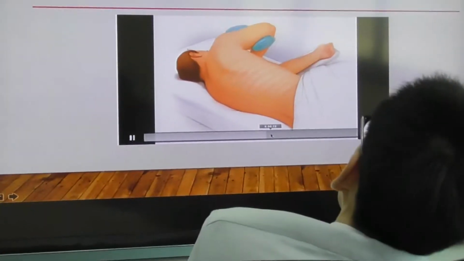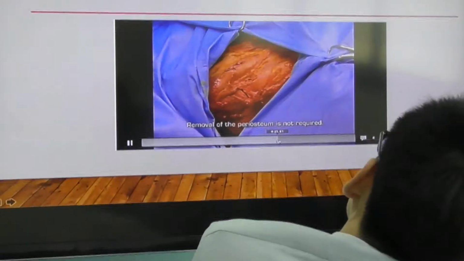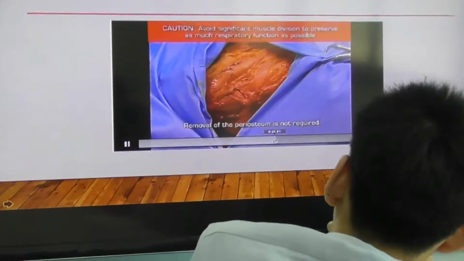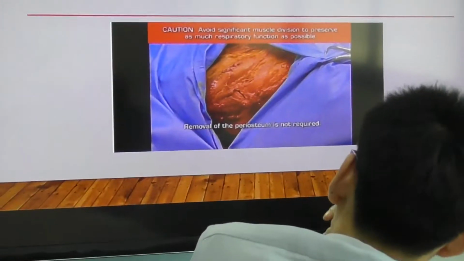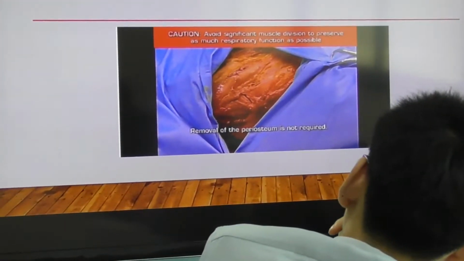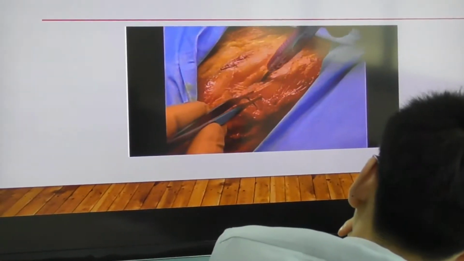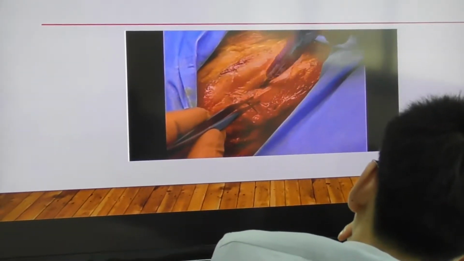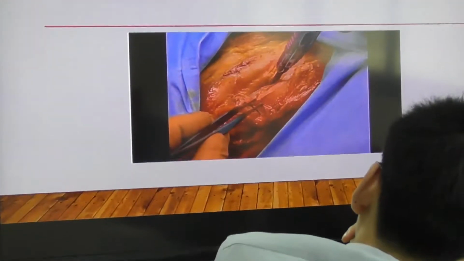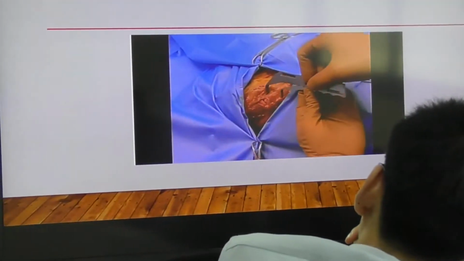Okay, let me move it along a little bit. Okay, so this is going to explain. Yeah. As I said, this is very key. Removal of the periosteum in traumatic patients is not good. I think it gives you extra traction and also maintains the vascularity of the rib a bit better. Okay?